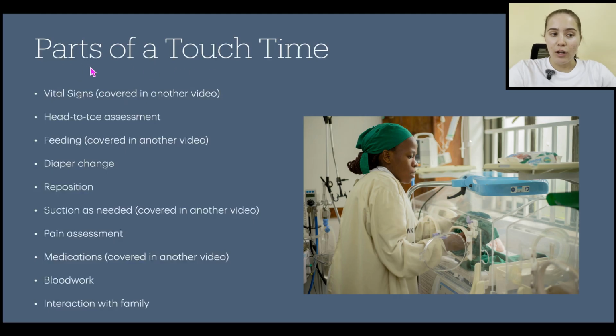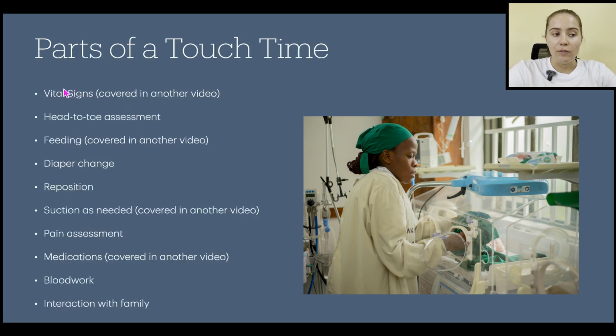So touch times have a lot of parts to them. This list might look long and overwhelming, but as a student, it can be helpful to make a checklist of all the things you need to do so that whenever you're starting your touch time, you can check each of these off as you go. You can also see that some of the topics are covered in detail in other videos throughout the whole orientation video as a whole, but we'll touch on them briefly in this presentation.